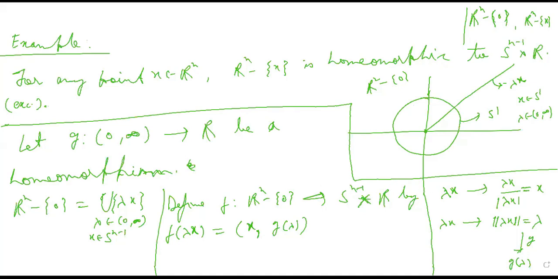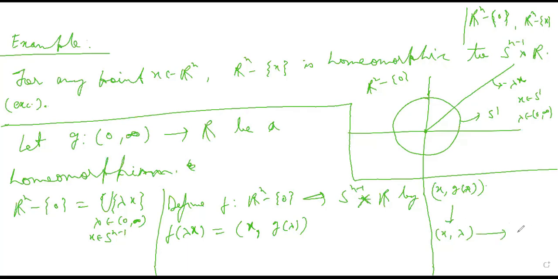And what about the inverse? So we can consider this function, x, g lambda, this goes to x comma lambda, okay, because this g is a homeomorphism, g inverse. So over x, this component you keep as it is, and you apply g inverse on this component. So this is a continuous function. Now this is actually lambda x. So this also is a continuous function. So composition of continuous functions is continuous. So the inverse of f also is continuous. So f is a homeomorphism.